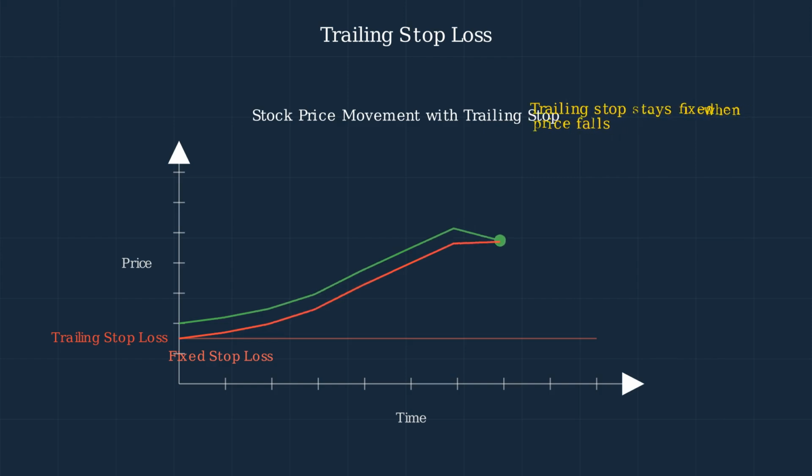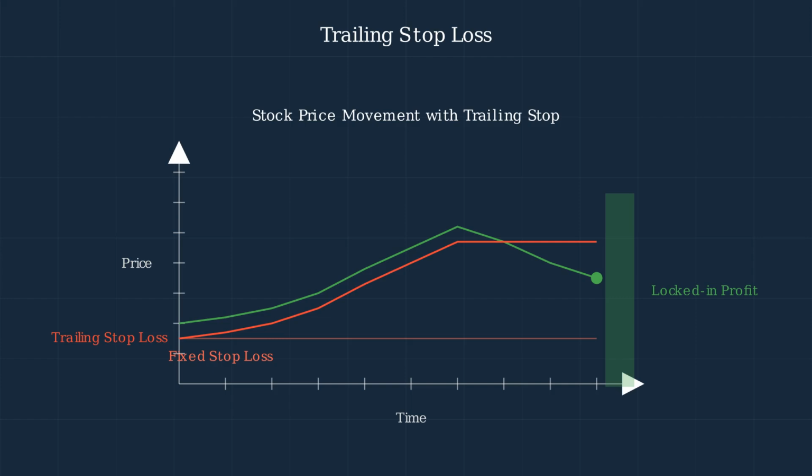When the price starts to fall, the trailing stop remains in place. It never moves down. As the price continues to fall, it eventually hits our trailing stop, triggering the exit at a much better price than the fixed stop would have given. This highlighted area shows the additional profit preserved by using a trailing stop instead of a fixed stop. Your exit price is much higher, locking in more of your gains.